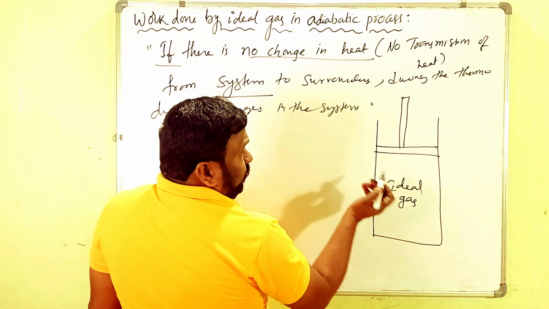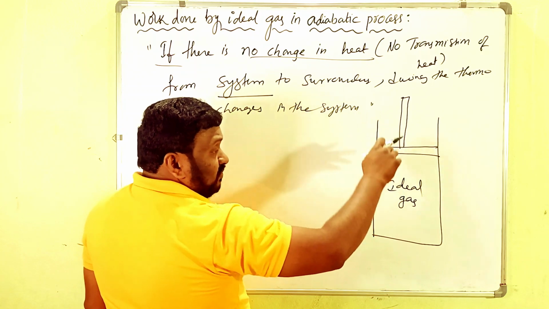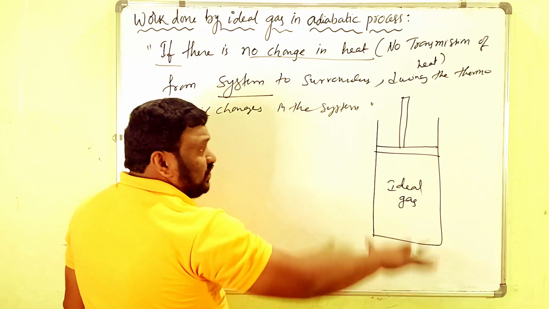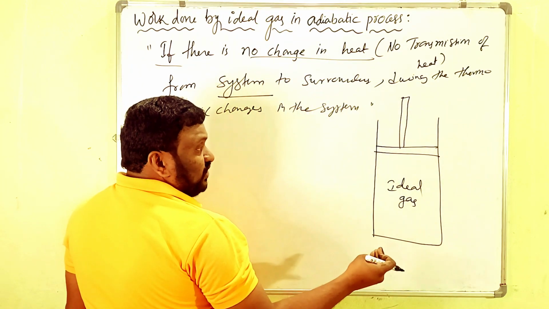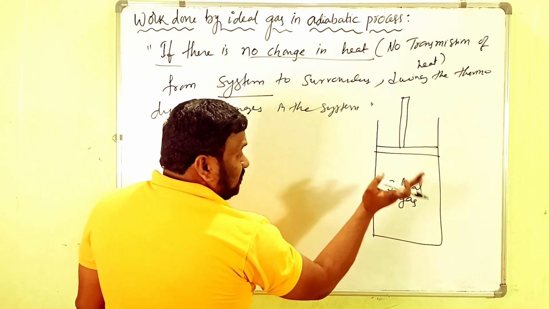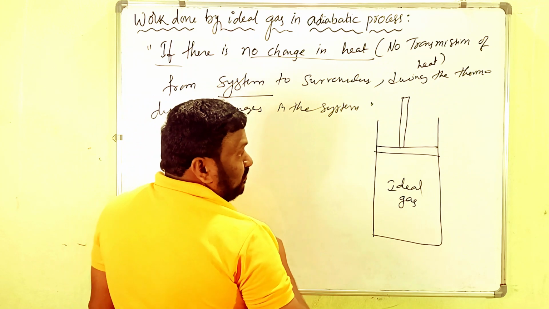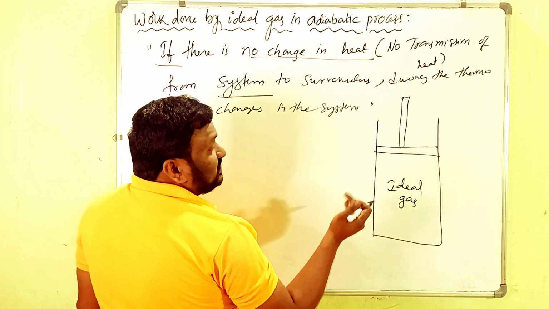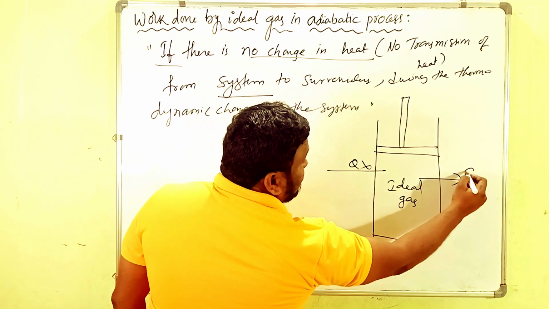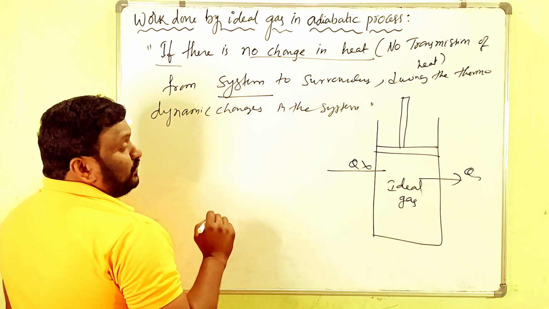Clear? So for example, if we close the piston or move the piston suddenly, either down or up, within a fraction of a second, changing the piston from top to bottom or bottom to top, then it is like an adiabatic process. During the fraction of seconds, there is no transmission of heat from system to the surrounding or surrounding to the system. That is what we call an adiabatic process.